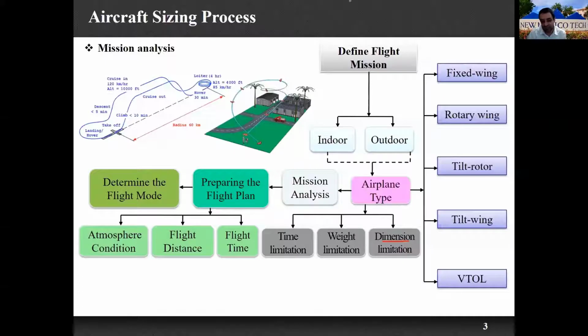So for example, if you look at this example, this is an outdoor mission. The radius of the flight range is around 60 kilometers, the flight altitude is 10,000 feet, and the speed is 120 kilometers per hour. So it shows you how this airplane can start from here, do a mission, and then get back to here. If we compare this with the indoor space, everything will be totally different.